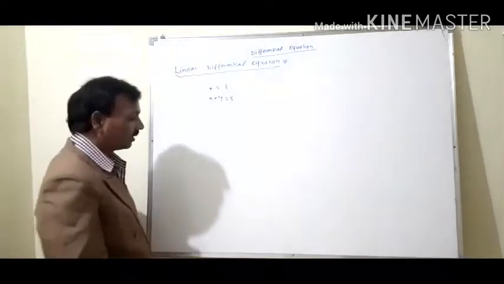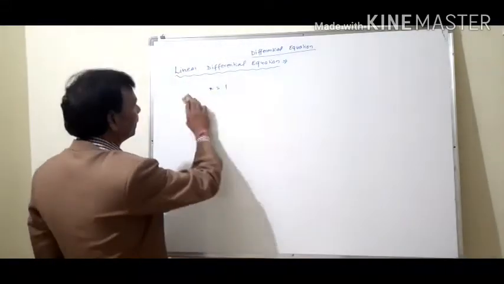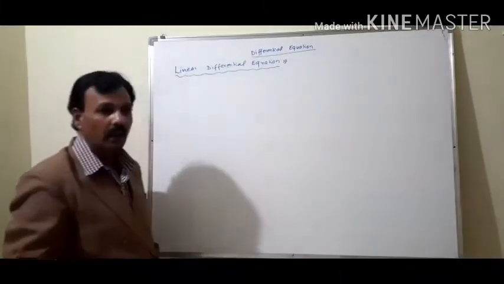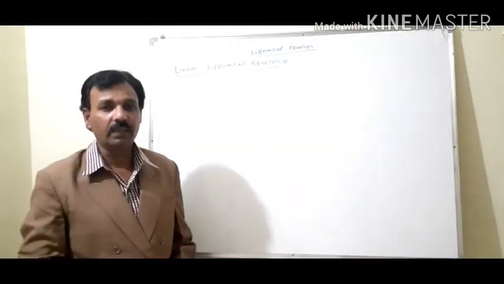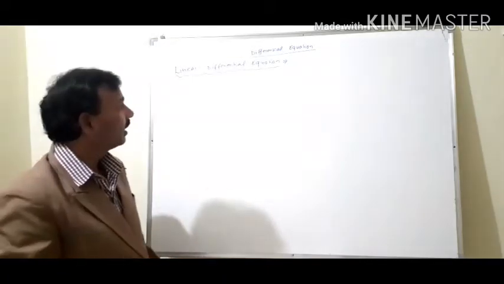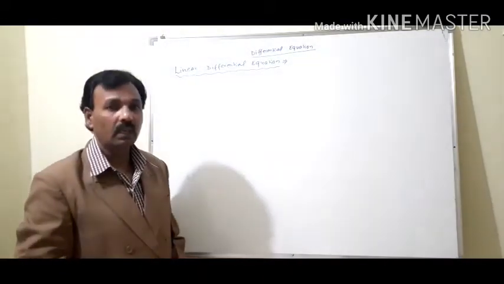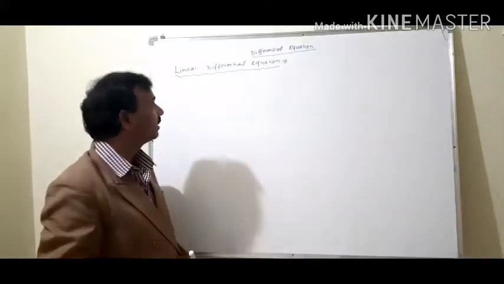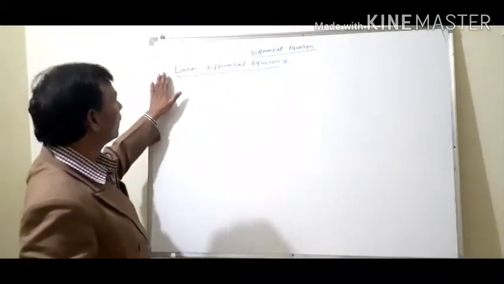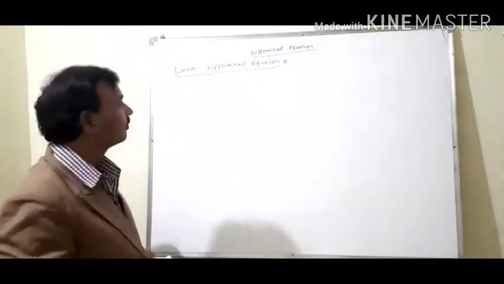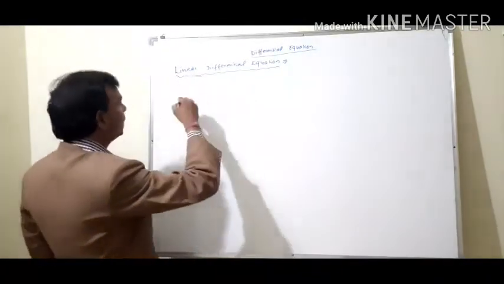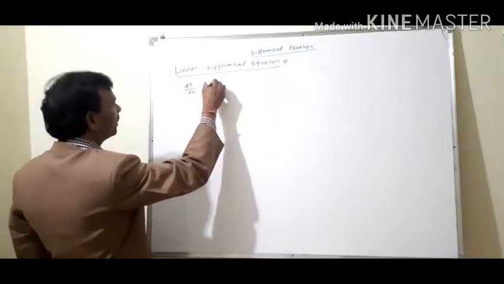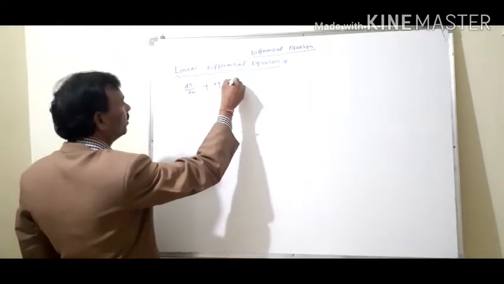Now we will discuss what a linear differential equation is. A differential equation in which the maximum order of the differential coefficient is 1 is known as a first order linear differential equation. I write here some examples: dy upon dx plus 2y equal to 9.